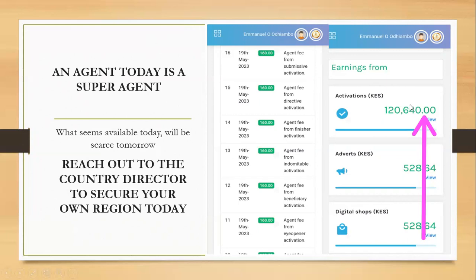But let's look at the total earnings as of when this was made. This regional agent had collected a total of 120,640 Kenya shillings just from the 5%, the 160, 160. But look, he has already also collected some money from adverts here and then from the digital shops. And we are just starting. So don't forget, an agent today is a super agent tomorrow.